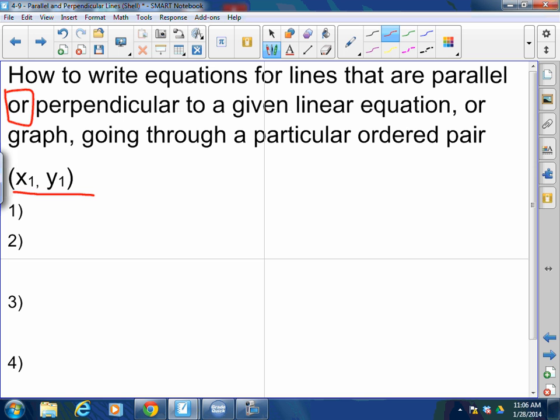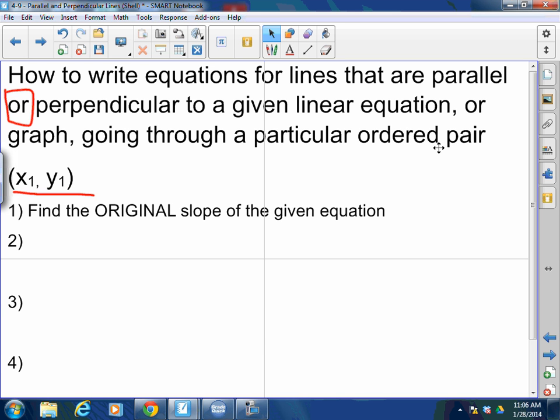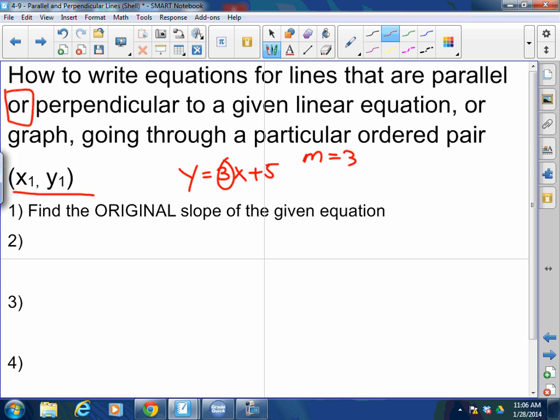So, number 1. Find the original slope of the given equation. My friends, sometimes they'll give it to you in a nice, easy way. For example, they can tell you, find an equation that's parallel to this. Well, that's pretty easy. The slope is 3 there. Very simple. But sometimes they're going to give it to you like this. Negative 3x plus 2y equals 4.